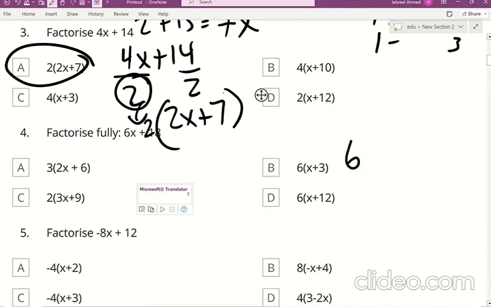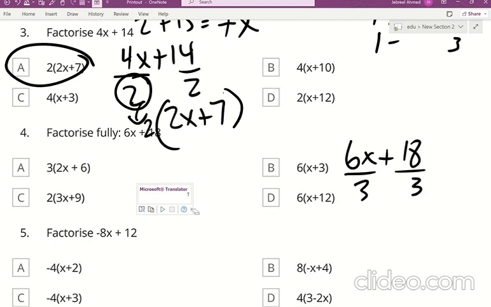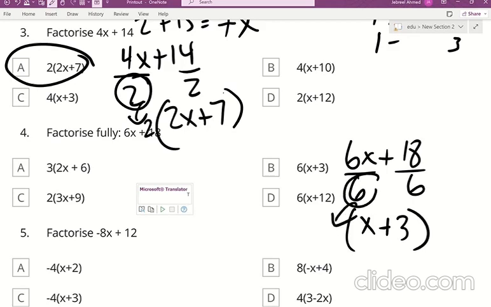Next one, I have 6x plus 18. I know I could divide 6 and 18 by 6. You know, I could divide it by 3. And I could divide it by 2. But we want to divide it by the biggest number that we can divide it by. So 6x divided by 6 is x. 18 divided by 6 is 3. I bring the 6 before the bracket.